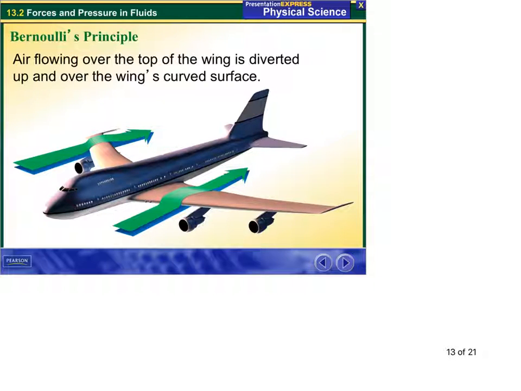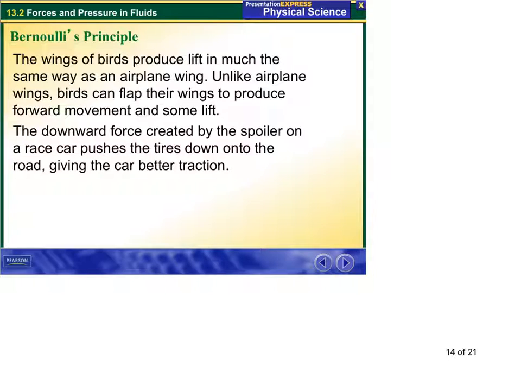That's illustrated here. They designed the wings so that the speed under the wings and over the wings is different, generating the lift. Wings of birds are much like an airplane wing. Birds can flap their wings to produce a forward motion and some lift.